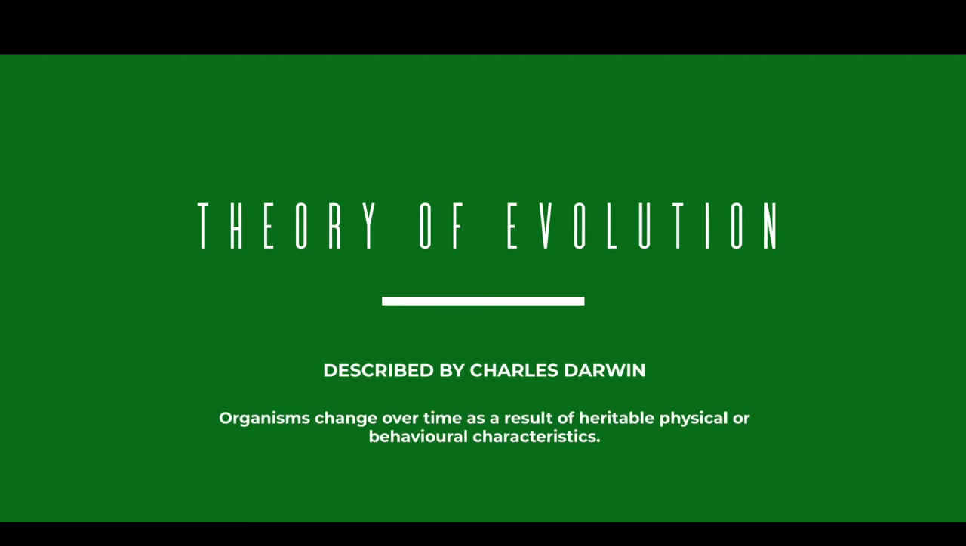But what is Darwinian evolution? To put it simply, Darwinian evolution is a theory of evolution formulated by the English naturalist Charles Darwin that organisms change over time as a result of heritable physical or behavioral characteristics. However, to understand that definition more clearly, let's look into how Darwin came up with this theory.